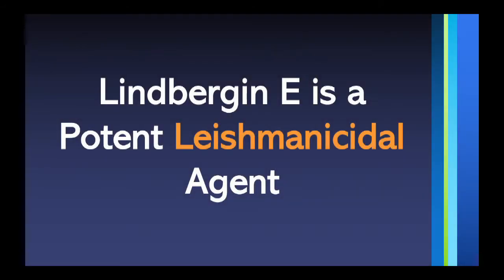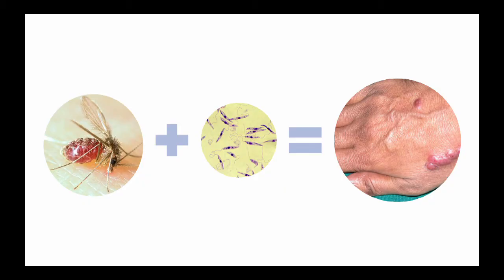Lindbergin E also has a very interesting medicinal property called leishmanicidal activity. Let's talk about what leishmaniasis is. Leishmaniasis is a disease caused by the bite of a sandfly infected with the deadly protozoa Leishmania. These protozoa result in the formation of very painful ulcers and sometimes internal organ damage.